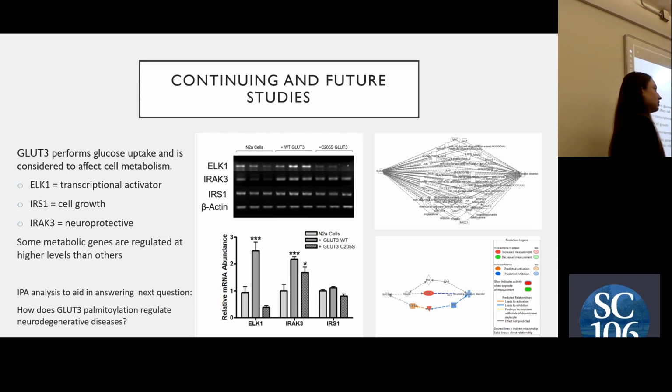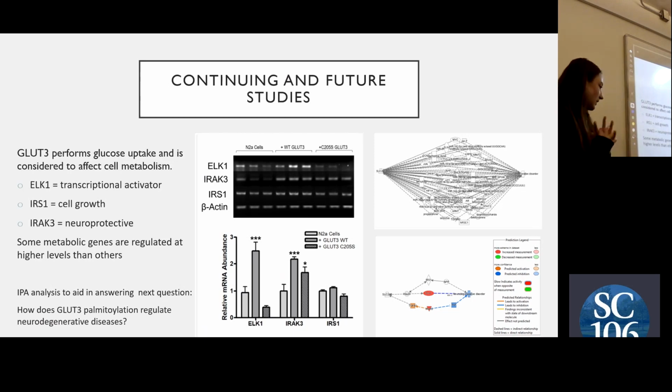So we know that it does impact genes, but now we're interested in using IPA software, which is able to give us a hint of certain genes. So I was able to link GLUT3 to the left here, neurodegenerative disease on the right here, and see a full list of genes that we're sifting through right now, as well as hypothetically plugging in our data. So if we know that ELK1, the transcription activator, is upregulated, then we can inhibit neurodegenerative disease because it's keeping the cell alive. Same with IRAK3, if we upregulate this, which is neuroprotective, we're also going to decrease the susceptibility to disease.